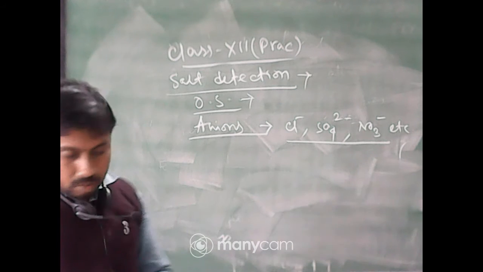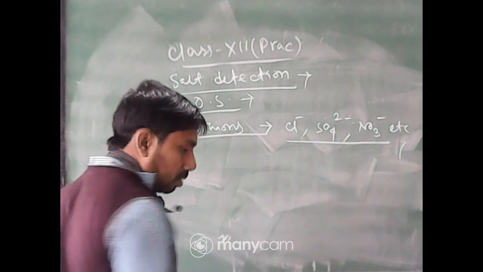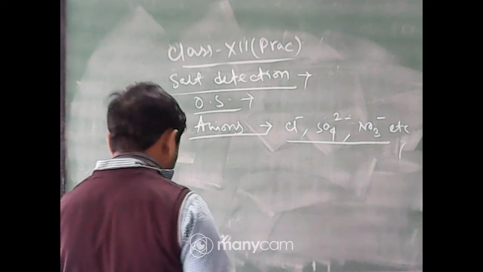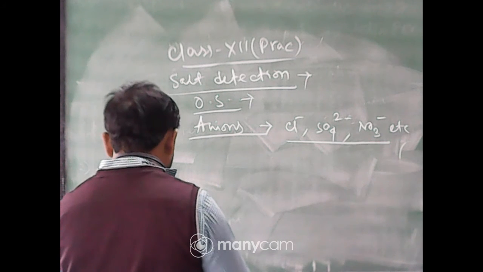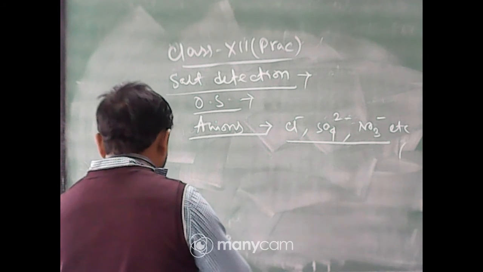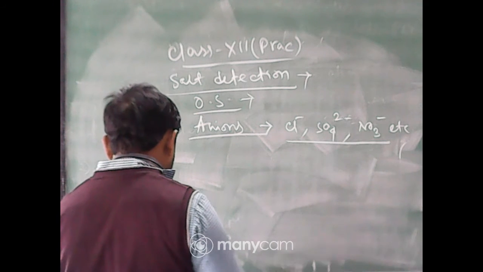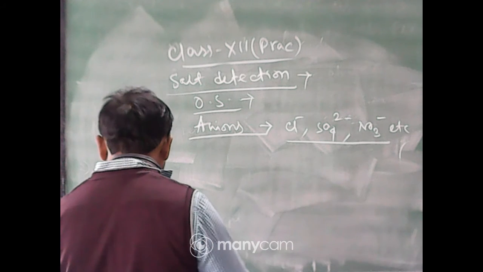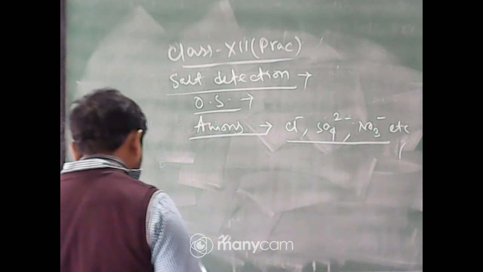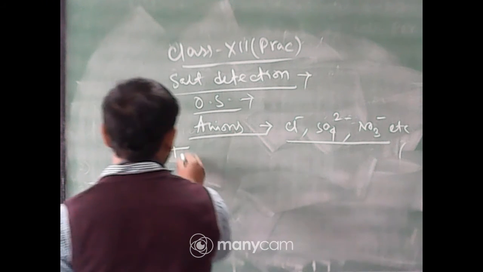Now, what is the test responsible for this? First of all, as we got nitrate, the first test is for nitrate. What is the formula of the brown ring? It is also one question for the viva. Test for nitrate.